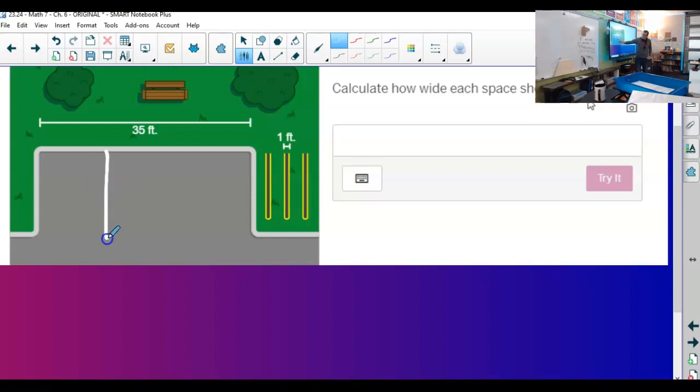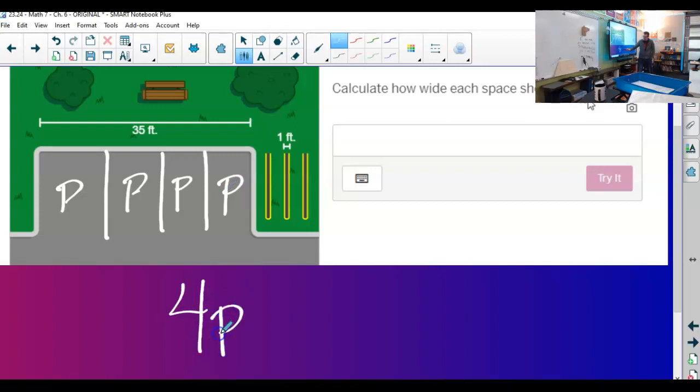So guys, 3 tick marks will make 4 spaces, right? Because you already have your dividers on the edges, so be careful. 3 dividers make you 4 spaces. That's one of those weird math things you got to get used to. So we have like P, P, P, P. Now we're trying to figure out how wide parking spaces are. So we've got the 4 parking spaces. Okay, the 4 parking spaces. But what else do we have to account for? Right?